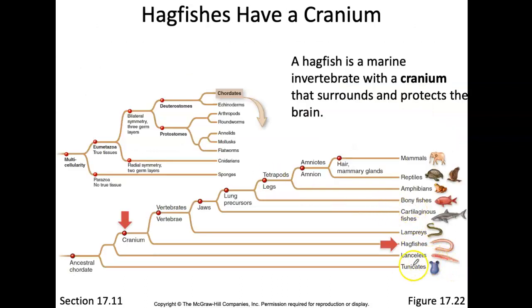So those were these two simple tunicates and lancelets. And we're going to start making our way up to look at those organisms that have cranium. They have something that looks like a head or a cranium. And that takes us to the hagfish. Very weird marine invertebrate.